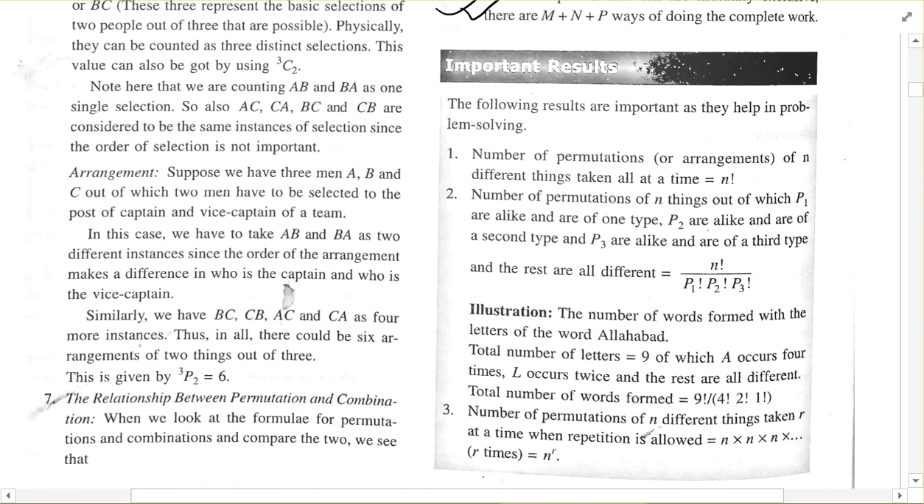Important results. The following results are important as they help in problem solving. The number of permutations of n things all at a time, I told you this, and you can also say NPN. The number of permutations of n things out of which some are alike, this we will see later. We are not going to learn this right now. We will go slowly through the chapter, and then we will arrive at the questions of repetition, and then we will use this case.